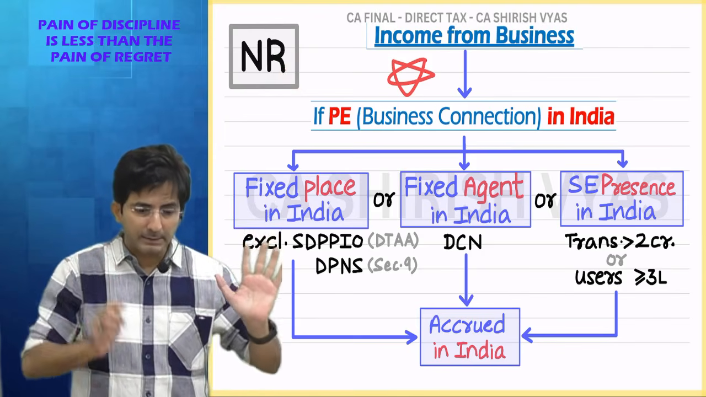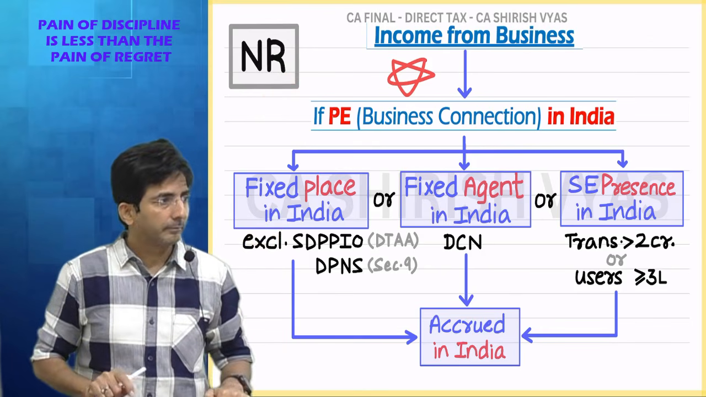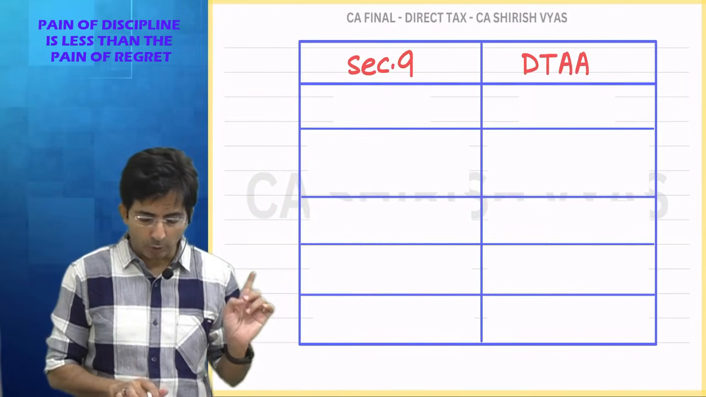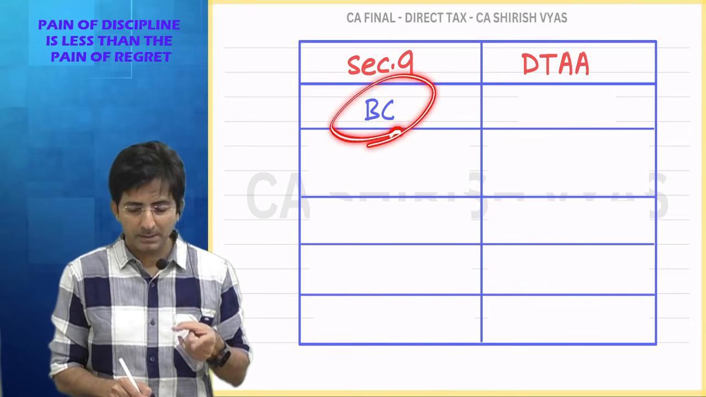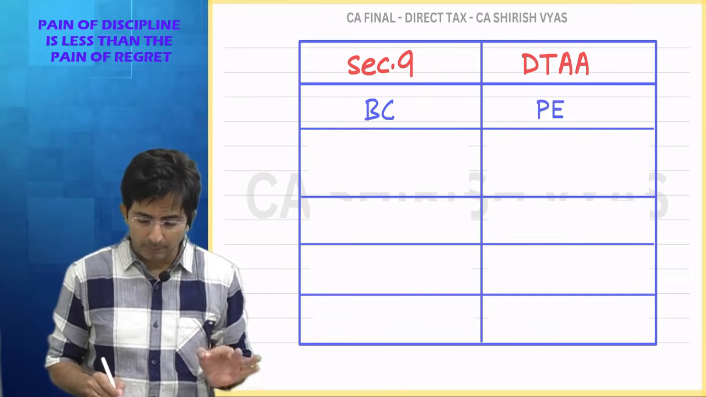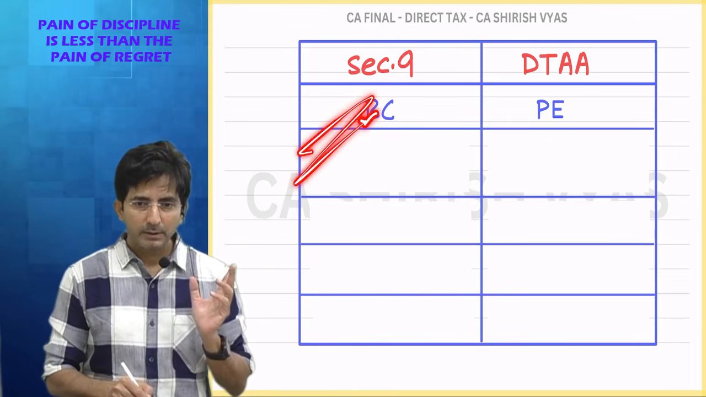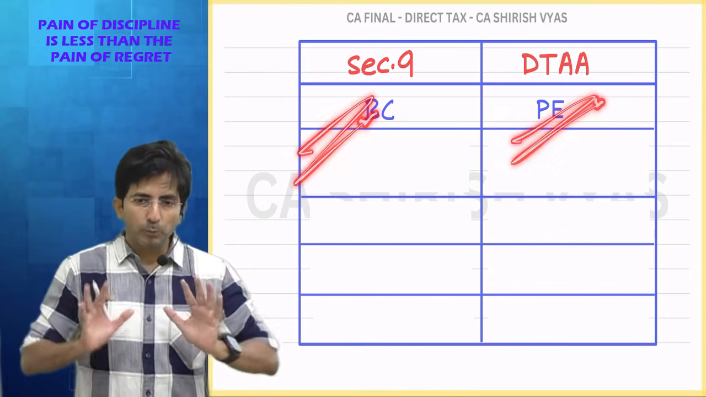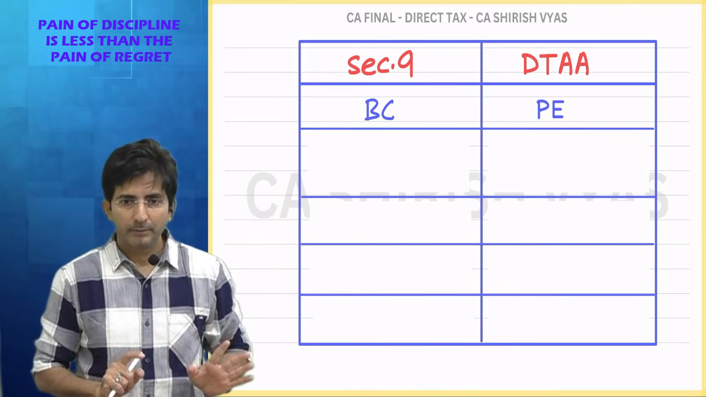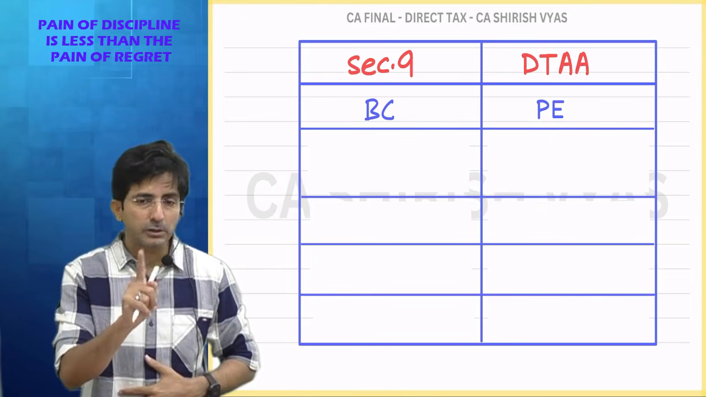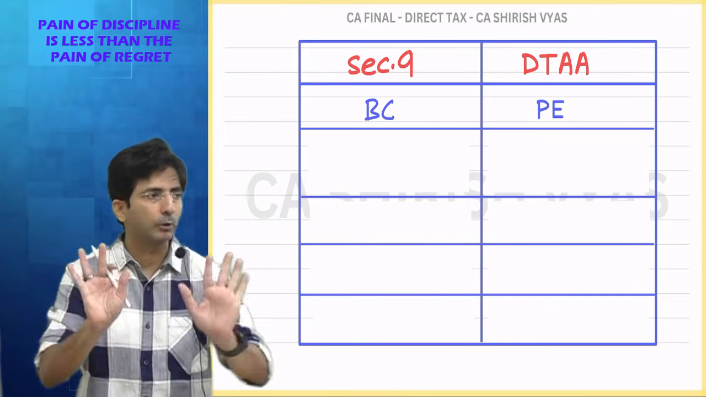See, basically what are we deciding? If a non-resident has PGBP income in India, when will India tax them? According to Section 9, if they have a business connection in India, they will be taxed. But DTAA uses the words if they have a PE in India. I am trying to differentiate between the provisions of Section 9 and DTAA. Both provisions are talking about when to tax a non-resident for PGBP. But there is a difference between Section 9 and DTAA, and whenever there is a difference, you can choose the one which is favorable to the assessee.